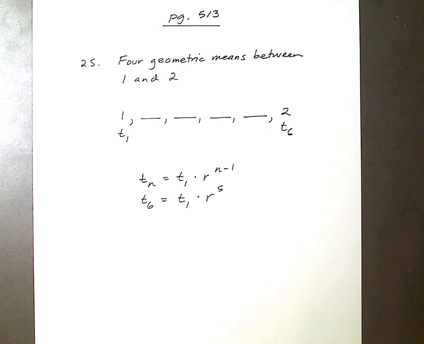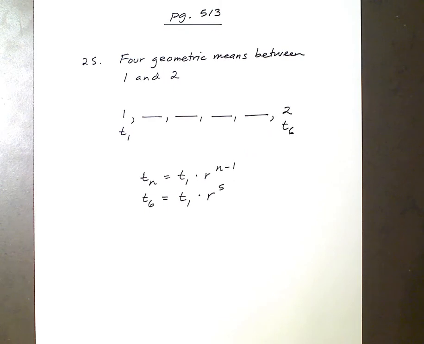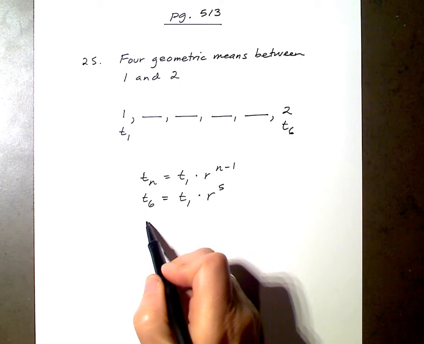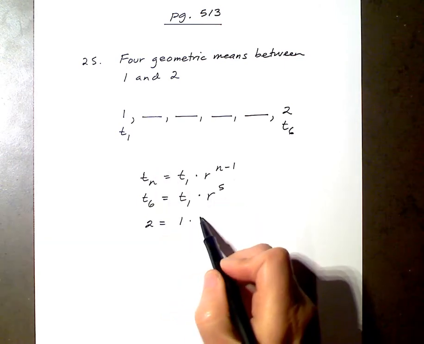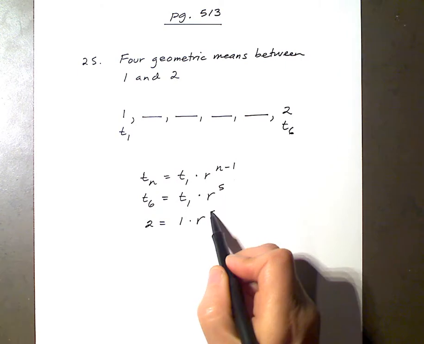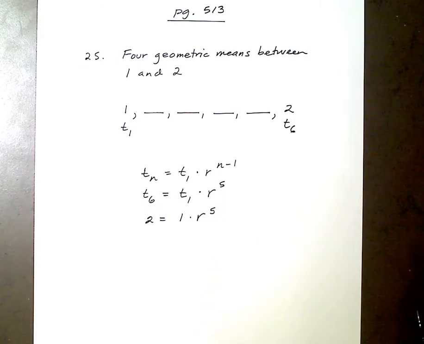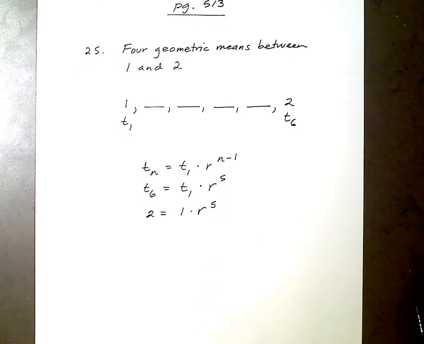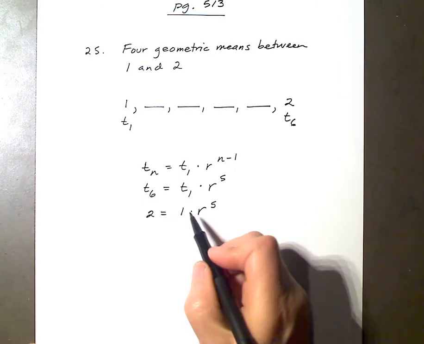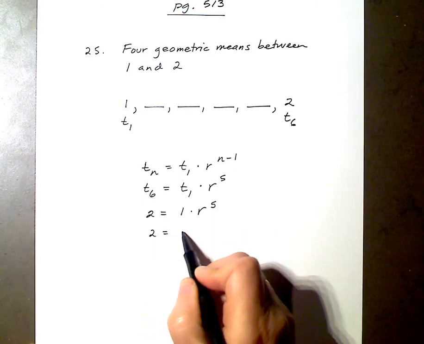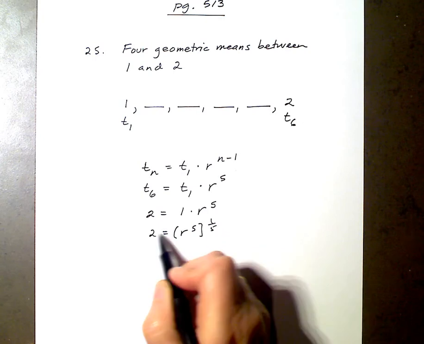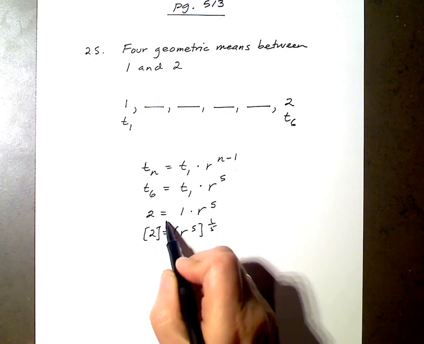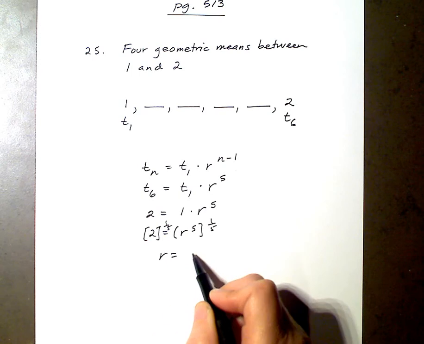So let's look at, we've got the values. The 6th term is 2, and the first term is 1, and that gets multiplied by r to the 5th. And this allows us to solve for the common ratio. So 2 is r to the 5th. So if I raise both sides to the 1/5 power, I get that the common ratio is 2 to the 1/5.